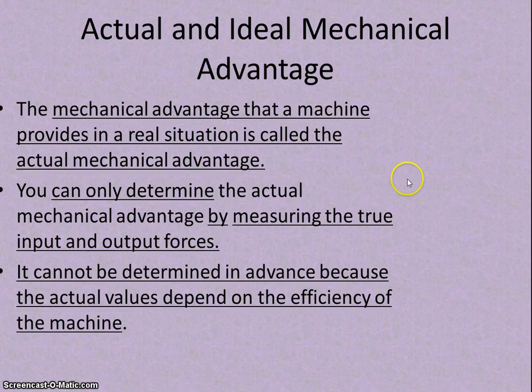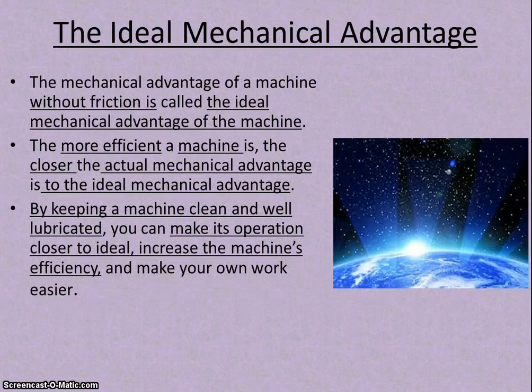So the mechanical advantage of a machine in a real situation is the actual mechanical advantage. We can't really determine the actual mechanical advantage unless we actually measure those forces, right? Because we can do theoretical, we can think of it, oh, this is what it should be, but we actually have to measure the forces to find out the actual mechanical advantage. You don't know about it in advance because every situation is different. Friction is not the exact same thing in every situation, so you have to actually measure the input and output forces to determine mechanical advantage.